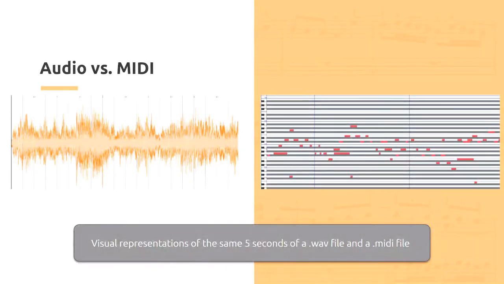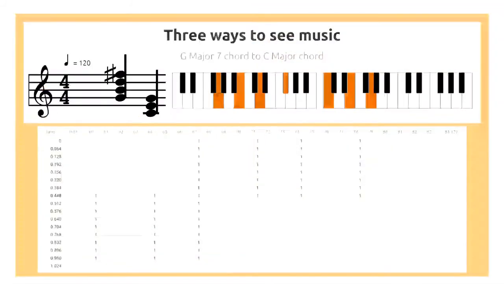At this point, you may be wondering what the actual difference is between MIDI and audio files. The best way to describe it is that an audio file records sound and a MIDI file records activity. As shown in these two images of the same 5 seconds of the song, the audio shows the sound waves produced, whereas the MIDI shows which keys of a piano were pressed, how hard they were pressed, and how long they were held.